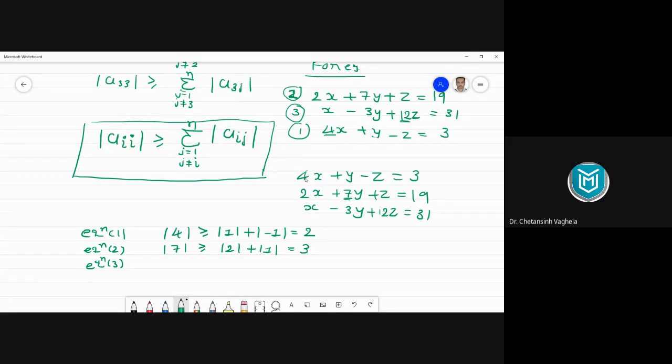And similarly for the third one. In the third one, the diagonal entry is modulus 12. The other two entries are modulus 1 and modulus of minus 3. So 3 plus 1, the total is 4. And obviously modulus 12 is greater than or equal to 4. So now in all three equations, the condition of diagonal dominance is satisfied. That means now our system is eligible for applying Gauss-Jacobi or Gauss-Seidel method.